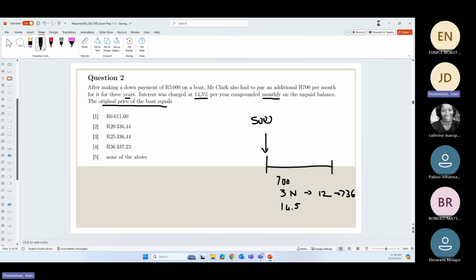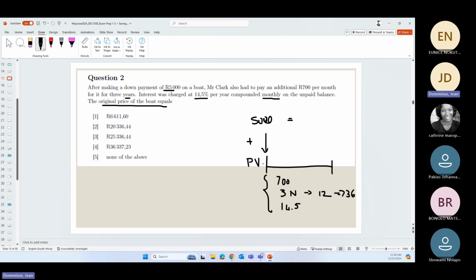Okay, so we need to find a present value here. Then that present value we will need to add to the 5,000 to get a final value, because remember, there's this 5,000 that you put down as an initial payment, and it needs to be added to the recurring payment that he's making to see what in total he needed to pay for the boat.